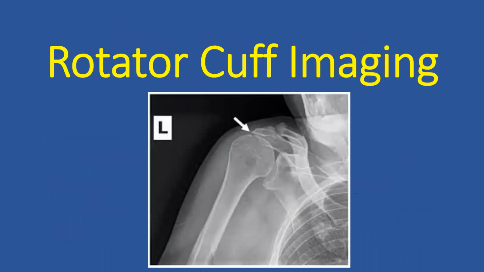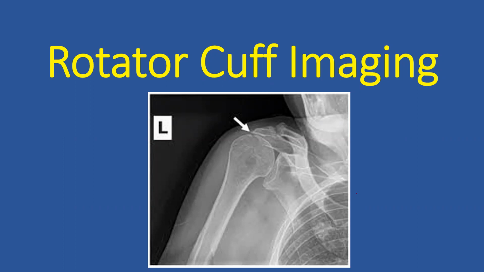Now let us come to rotator cuff imaging. This is a plain shoulder. What do you think is over here? There is a rotator cuff tear there. Why? Look at the head. Where is it with respect to the glenoid? It is proximally displaced and impinging on the acromion.